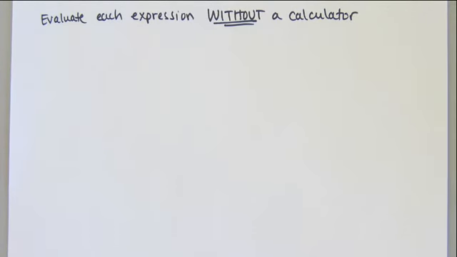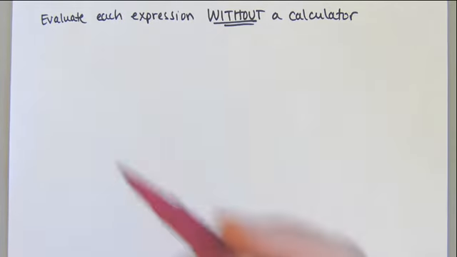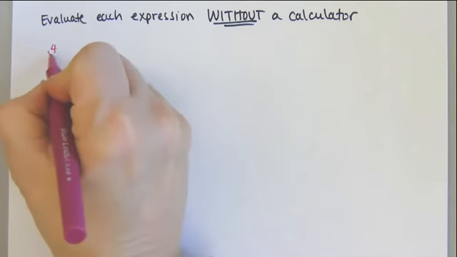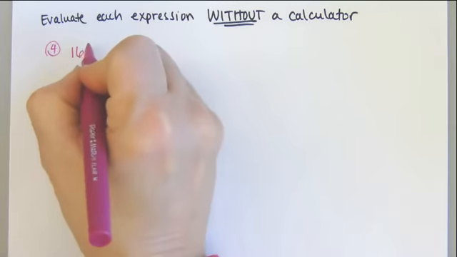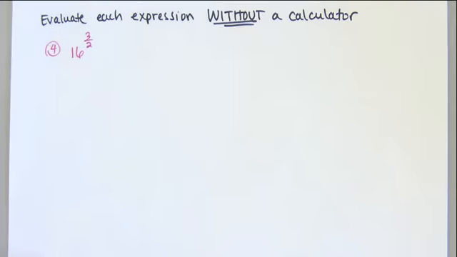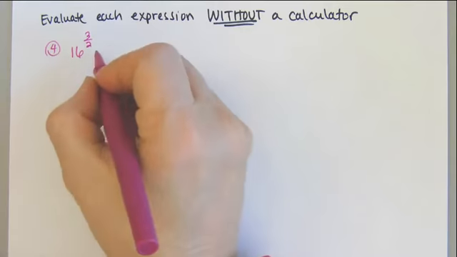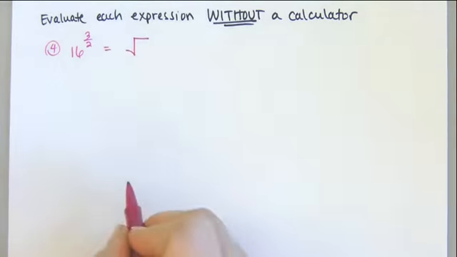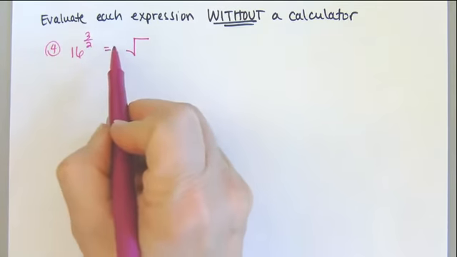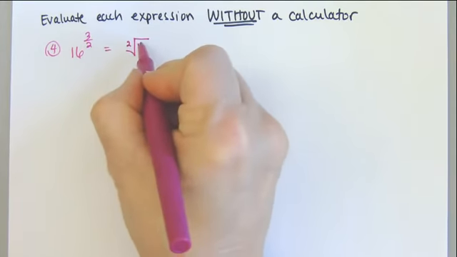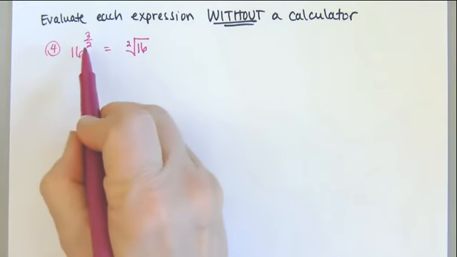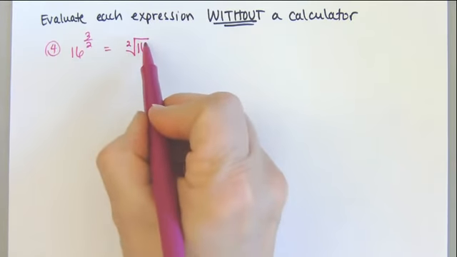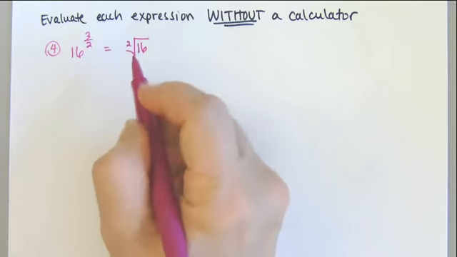All right, so here's your directions. You're going to evaluate each expression without a calculator. So if I give you 16 to the 3/2 power, because I'm going to show you in a little bit how to just type that into your calculator, but I want you to try without a calculator because I have no clue what that is in my head. But if I rewrite this with a radical, the 2 is actually going to go in the index right there. The 16 goes under the radical, and then I need to decide, do I want to put the 3 under the radical with the 16 or do I want to put it outside?